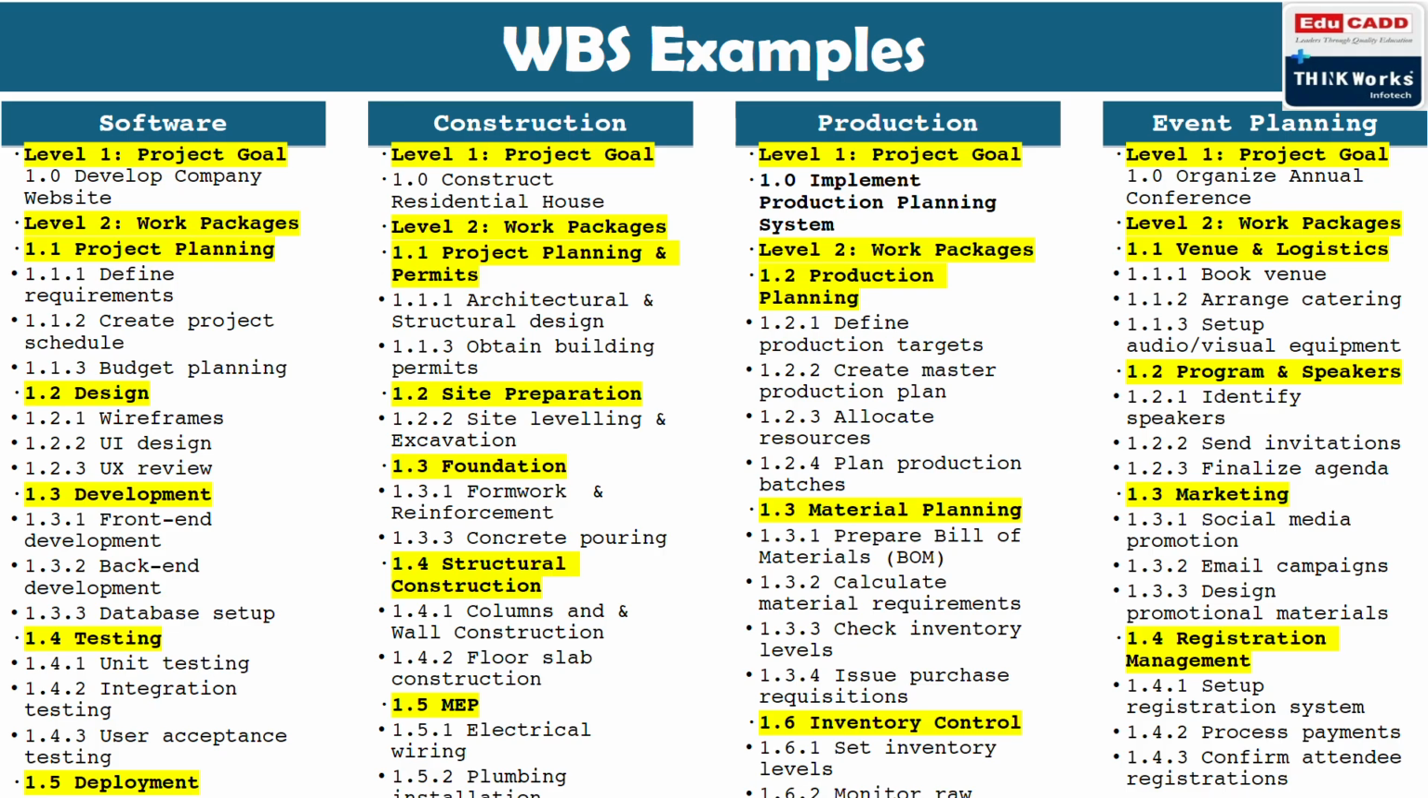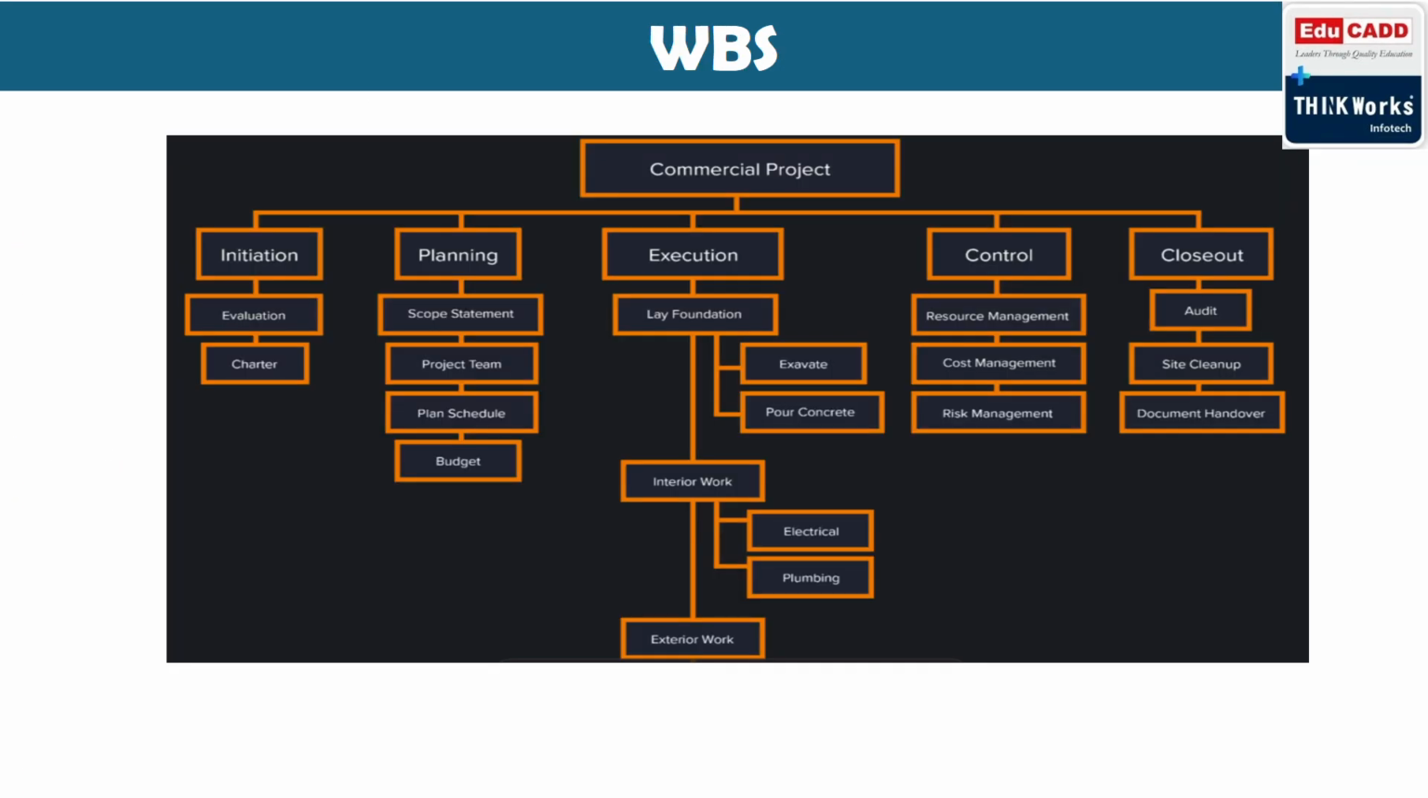You can see the example of construction. Level 1, project goal, work package, project planning and permit, site preparation, foundation, structural construction, then MEP work. Like this, I have divided into major deliverables. Under that, you can see the minor deliverables. Further, we can break into activities. This is how we will prepare our WBS.